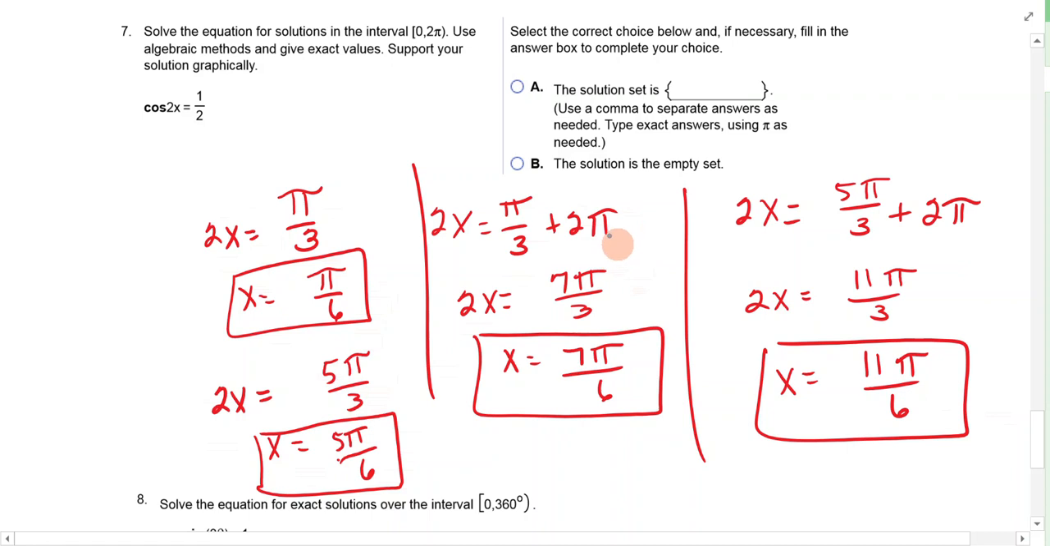Then you need to add the 2 pi to each of those, and you end up with 7 pi over 3. And divide by 2, you get 7 pi over 6. Here you get 11 pi over 3, divide by 2, you get 11 pi over 6.